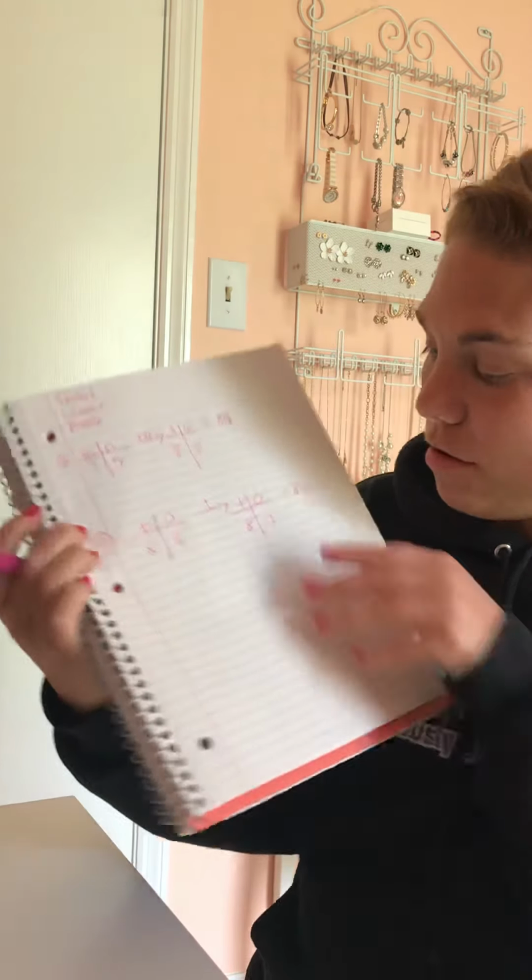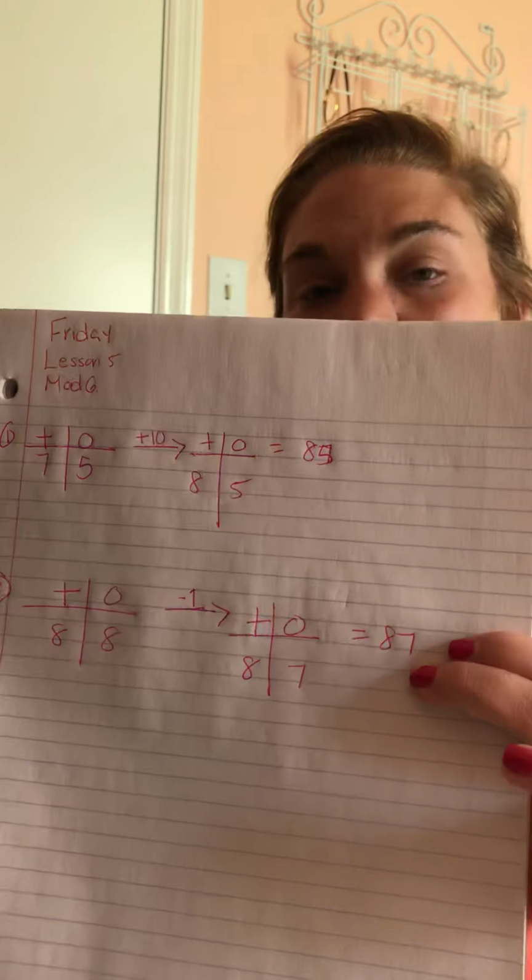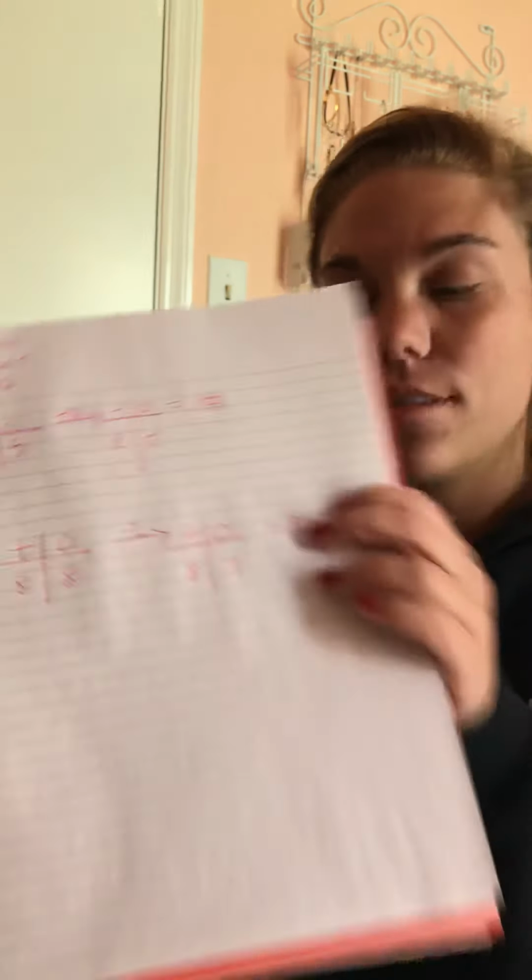We still have 8 tens, and now looking at the ones, there were 8 ones, and I'm taking away 1. So then that becomes 7. So the new number is 87. For problem 2, your paper should look something like this. Okay, let's go on to problem 3.